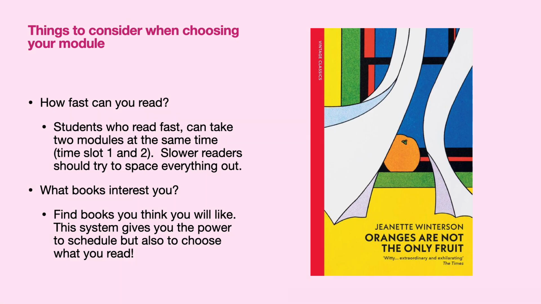First one is, of course, how fast can you read? So students who can read fast can take 2 modules at the same time. However, if you're a slower reader, then you may want to space out your courses throughout the year. Remember, you get to plan when you take these courses.